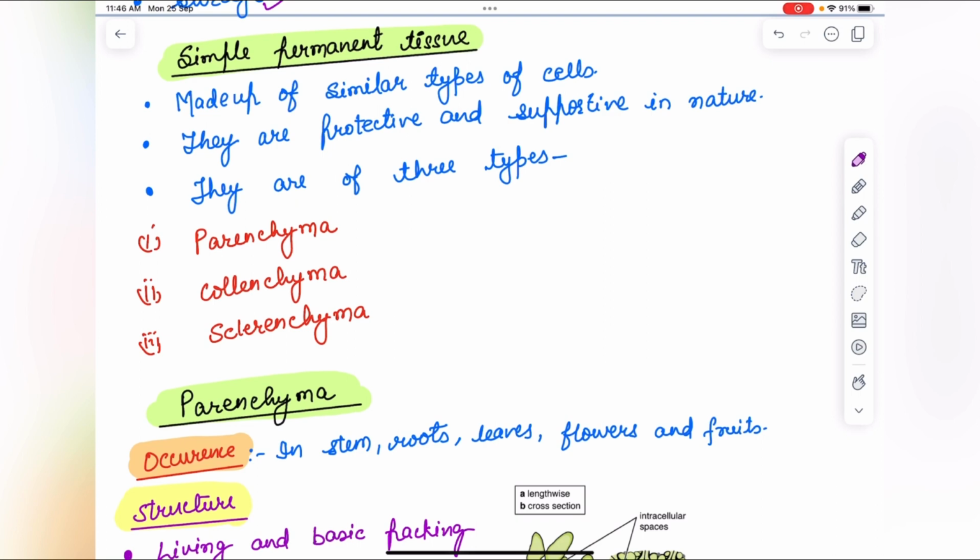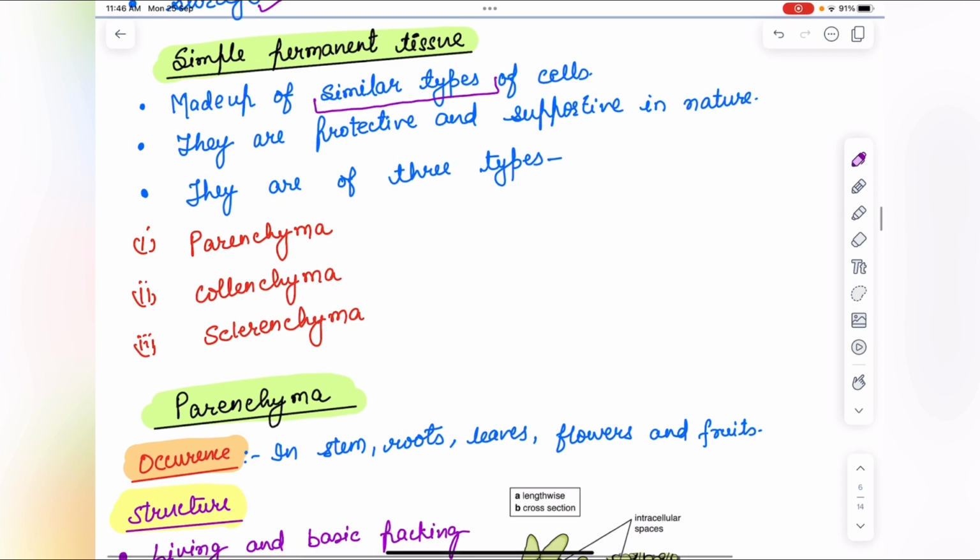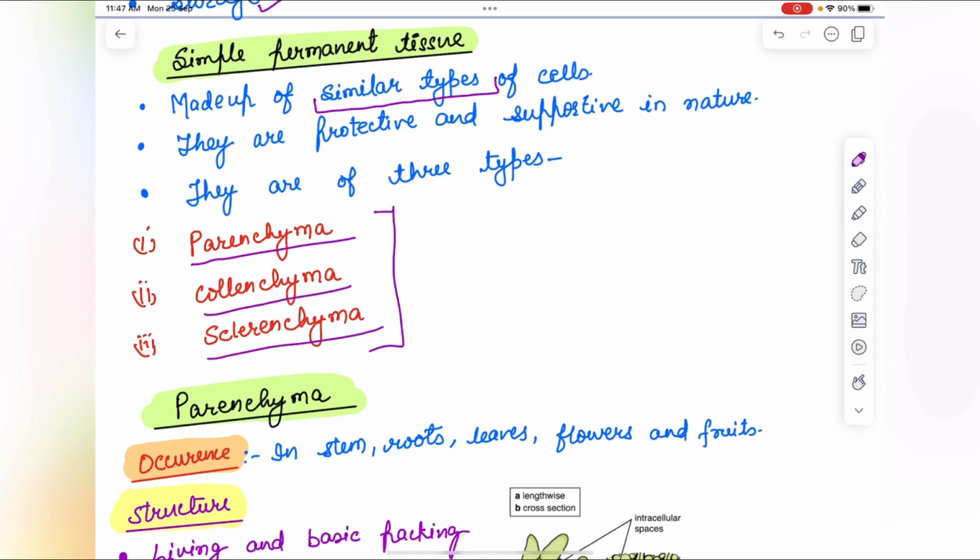Tissue, as you know, means a group of cells that perform a specific function. So in this, the cells will be of a similar type. Similar types of cells will be present in this simple permanent tissue that perform a common function, protection, and they are protective and supportive in nature. Simple permanent tissues are of three types, that is parenchyma, collenchyma and sclerenchyma. These are the three types of simple permanent tissue.